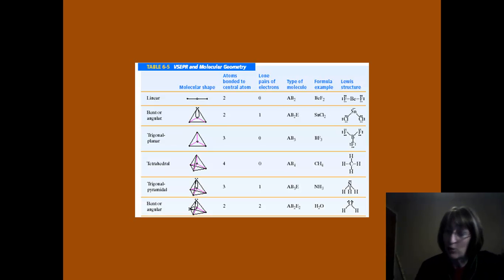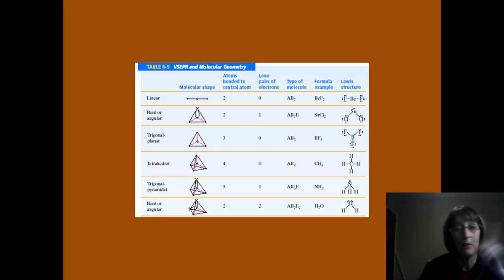The state of Texas says you only have to know 3 of them. So you have to know linear, which means it's just in a straight line. You have to know trigonal planar, and if you look at trigonal planar, you notice it's got 1 atom in the middle and 3 atoms coming off of it. And then you have to know tetrahedral. Look at the example for tetrahedral. It's got 1 carbon atom in the middle and then 4 legs coming off of it. Tetra, 4. So they're not pushing you too hard on figuring out what these things are.